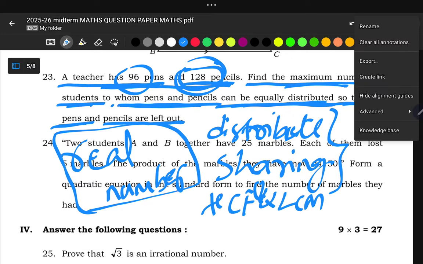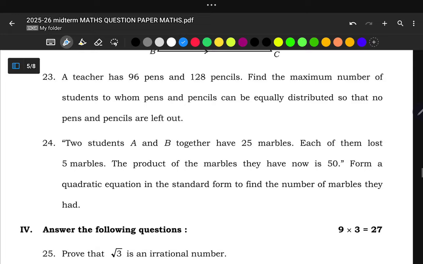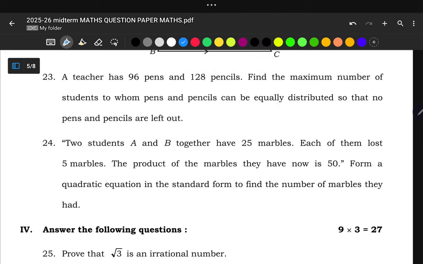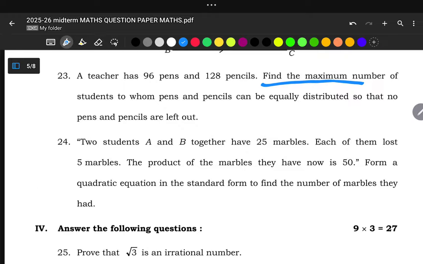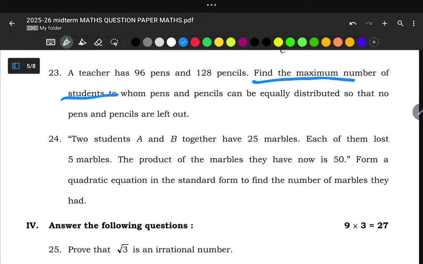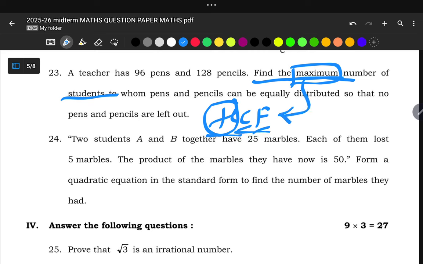After finding which chapter the question is from, try to solve the problem. See what is the given data here, and another word is given here. Find the maximum number of students. The maximum number of students means you are going to share equally among the students. If you are getting the maximum number, then it means you have to find out the HCF of the given numbers. What is the HCF? It is the highest common factor. Highest means nothing but maximum or larger. It means the word maximum is related to the HCF concept.